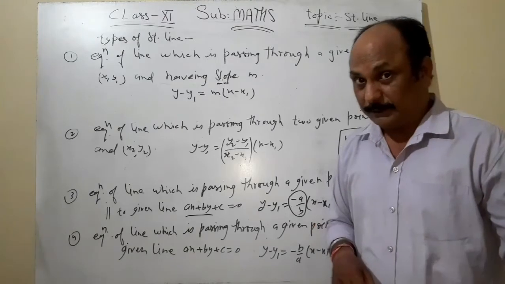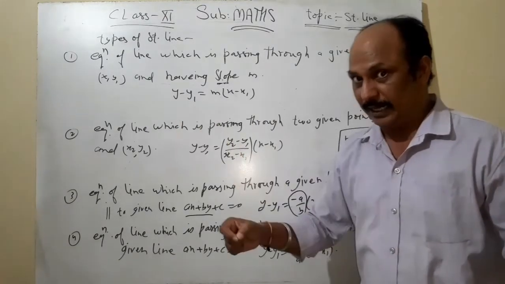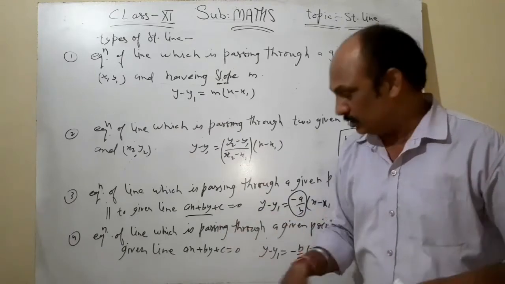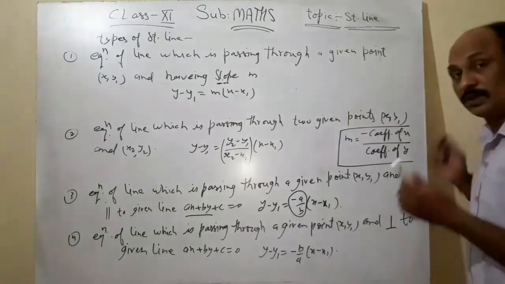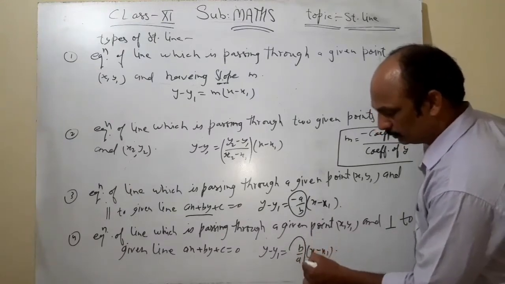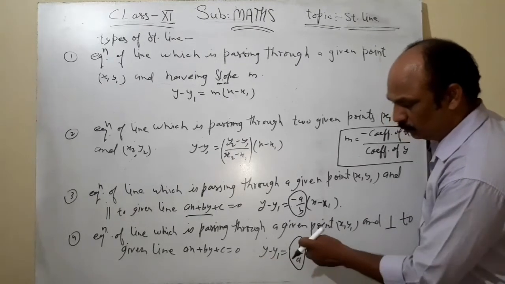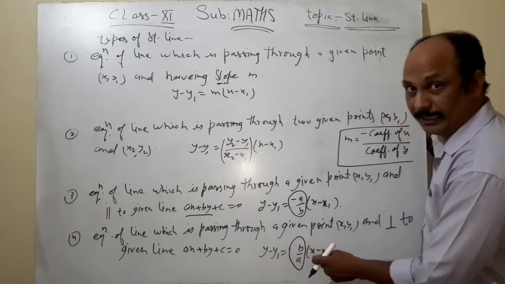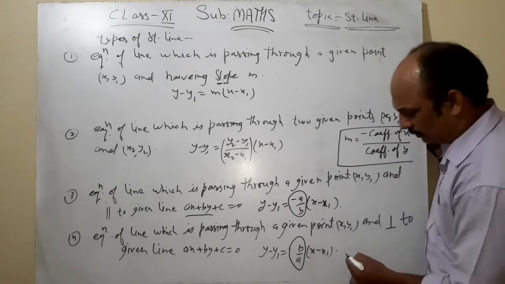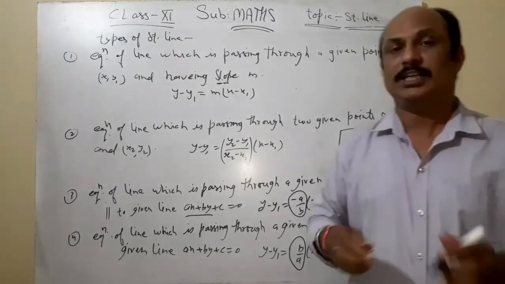So, m2 is equal to minus 1 upon m1, where m1 is slope of given line. We use here like this, y minus y1 is equal to b upon a in bracket x minus x1. This is our equation of required straight line.